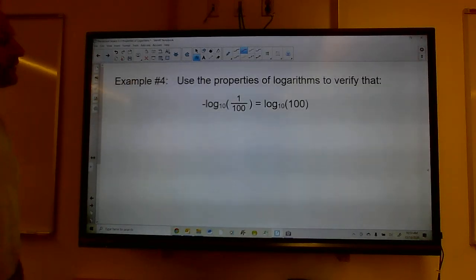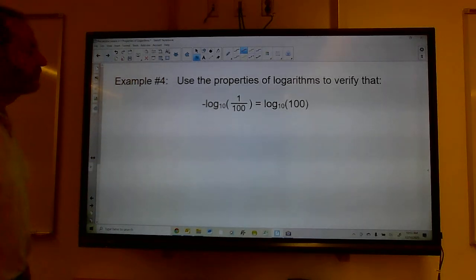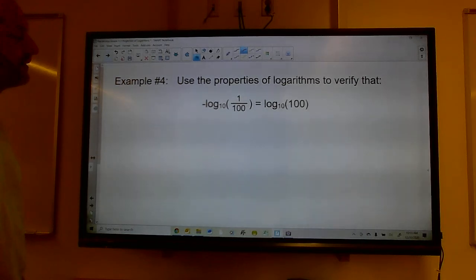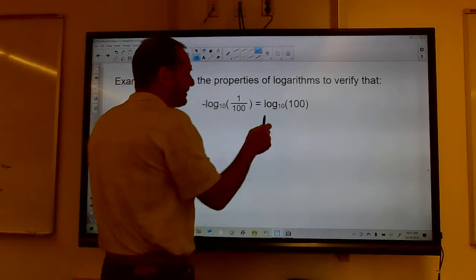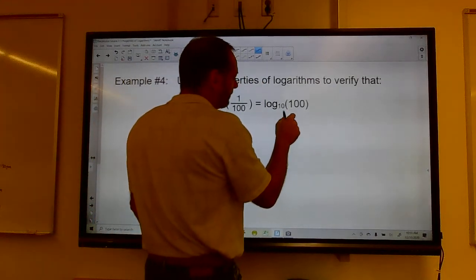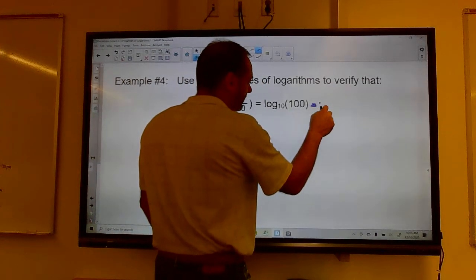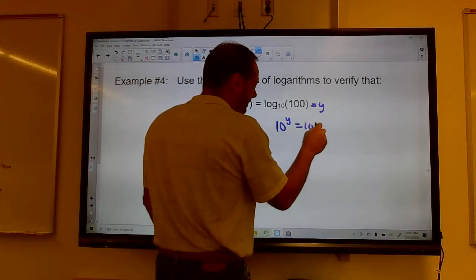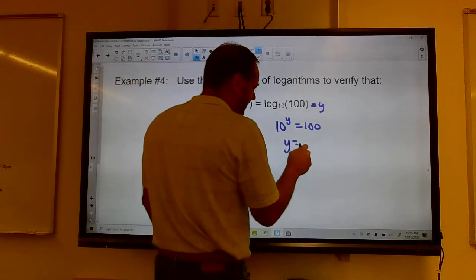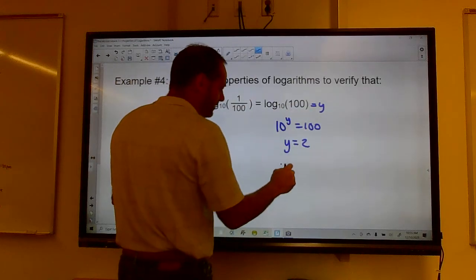Use properties of logarithms to verify that the negative log base 10 of 1 over 100 is equal to the log base 10 of 100. Okay, so if I think about this, remember logs are exponents, right? So I want to know what this is. So 10 to the y power is 100, and so y is going to come out to be 2. So this whole side right here is going to be 2.